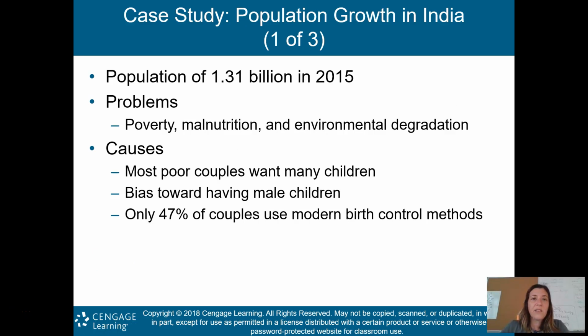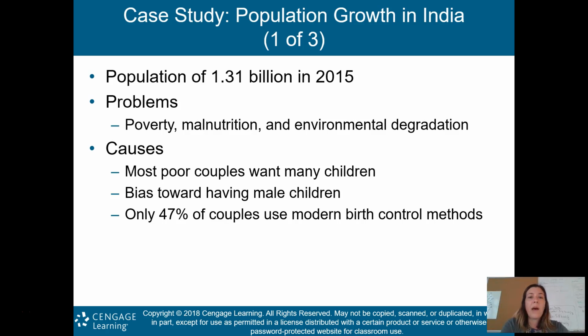Okay, so the next thing are these 2 case studies that your book talks about, which are population growth in India and China. And it is really important for you to know about what's going on in these places, because they're used over and over again as examples of very rapid population growth and the need to get this under control. So basically in 2015, as it says here, India had a population of 1.31 billion people, and there are a lot of problems associated with these large populations.